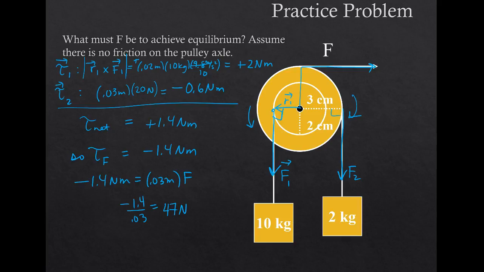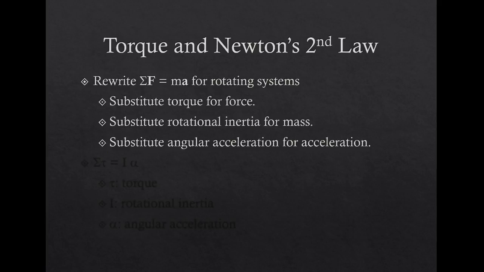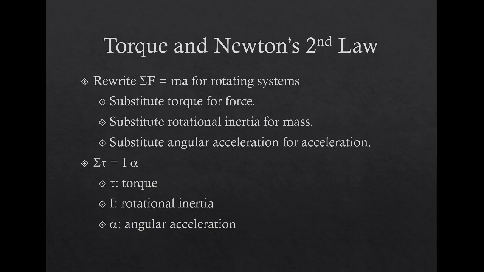Okay, so what does force and torque have to do with each other? Well, we're going to take F equals ma, and we're going to rewrite it. We substitute the torque for force, inertia for mass, and angular acceleration for regular acceleration. And we get torque equals I alpha. So tau is torque, I is rotational inertia, and alpha is angular acceleration.